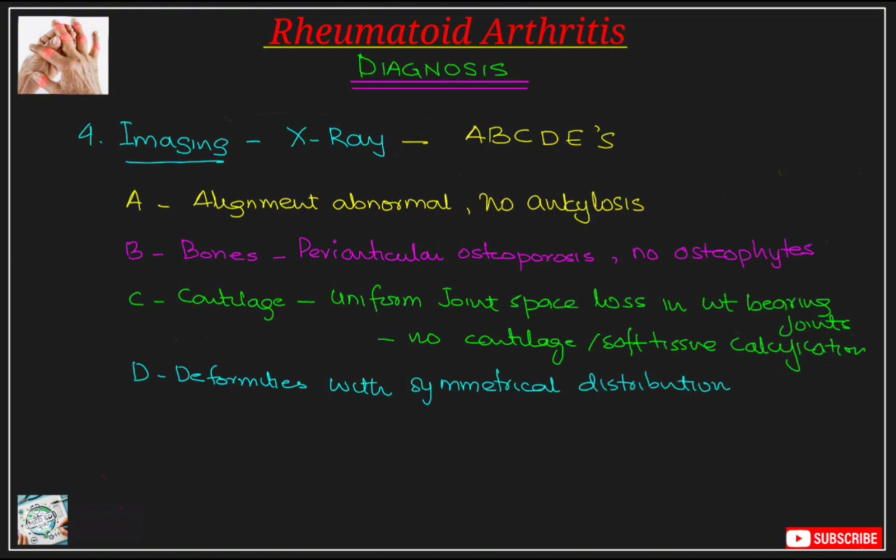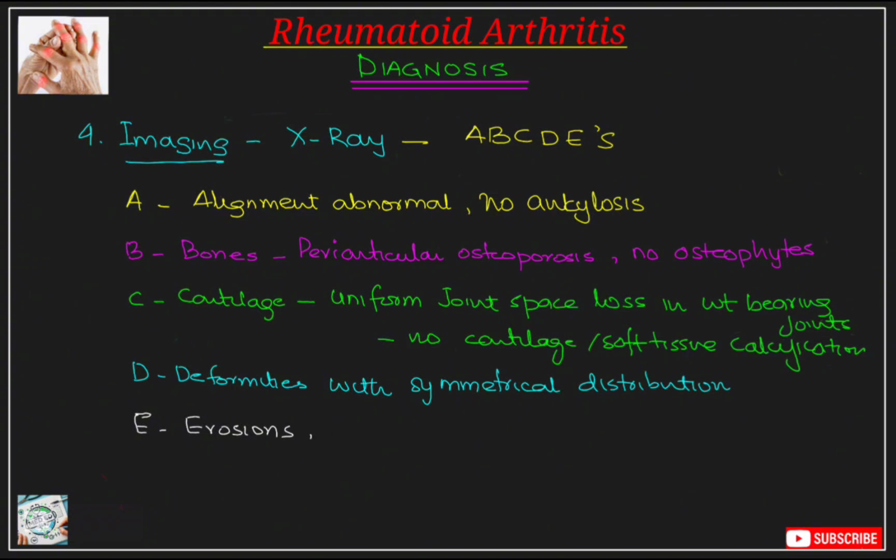Okay, the D stands for deformities with symmetrical distribution. As the disease progresses with chronic joint damage and ligamentous instability, it leads to the characteristic deformities. Some of the classical ones are swan neck deformity, boutonniere deformity, and Z deformity of the thumb. Coming towards the E, it stands for erosions, marginal erosions.